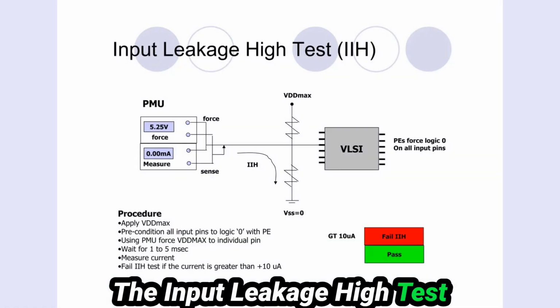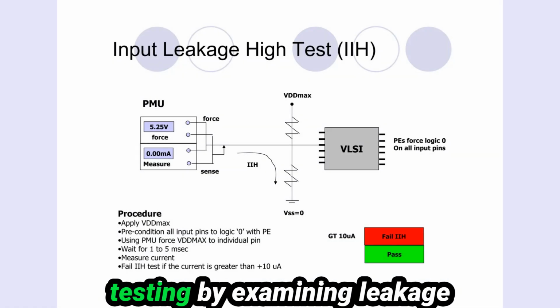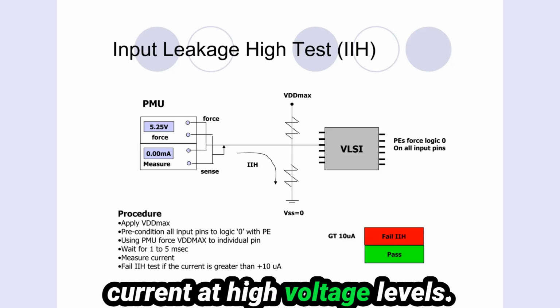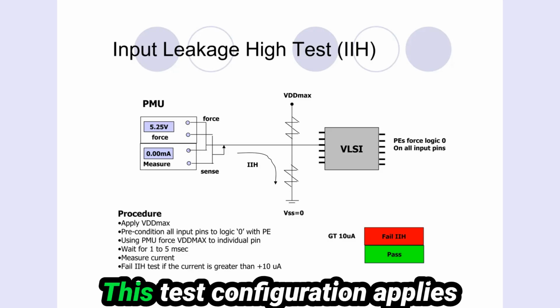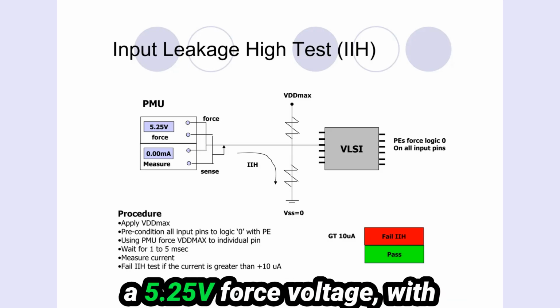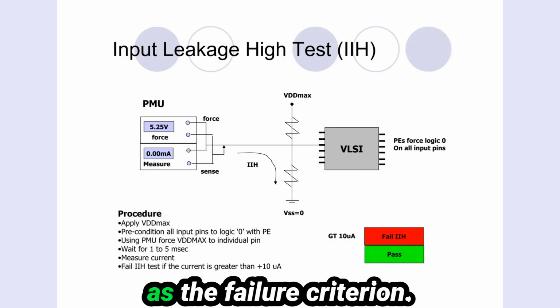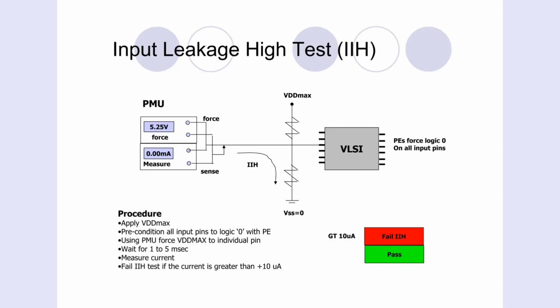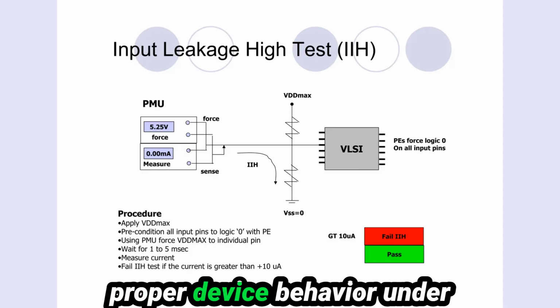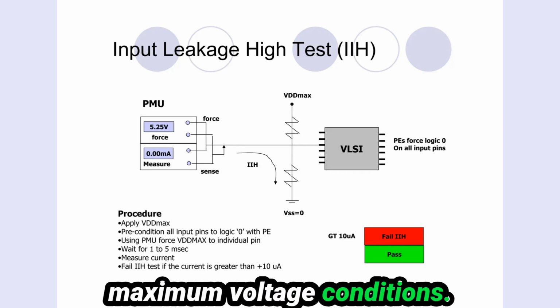The input leakage high test complements our low voltage testing by examining leakage current at high voltage levels. This test configuration applies a 5.5 volts force voltage with a plus 10 milliamp threshold serving as the failure criterion. This verification ensures proper device behavior under maximum voltage conditions.